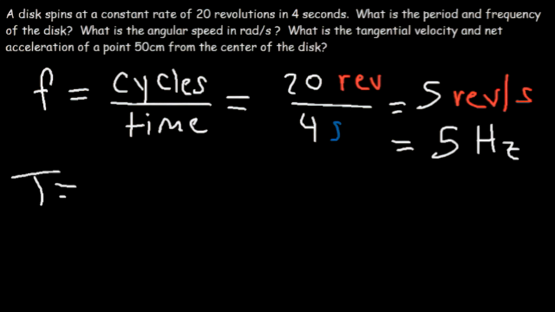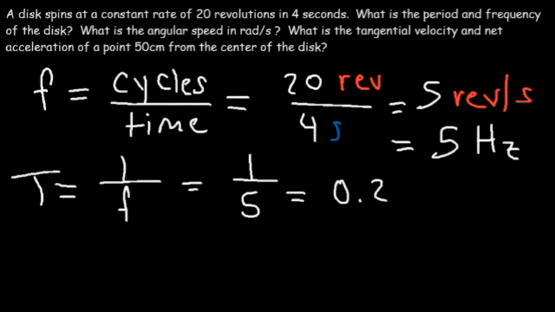Now the period is the time divided by the number of cycles, or it's simply 1 divided by the frequency, which is 1 over 5. So the period is 0.2 seconds, or specifically 0.2 seconds per revolution. So it takes 0.2 seconds for the disk to make 1 revolution. But in 4 seconds, it makes 20 revolutions, which means that in 1 second, it makes 5 revolutions.